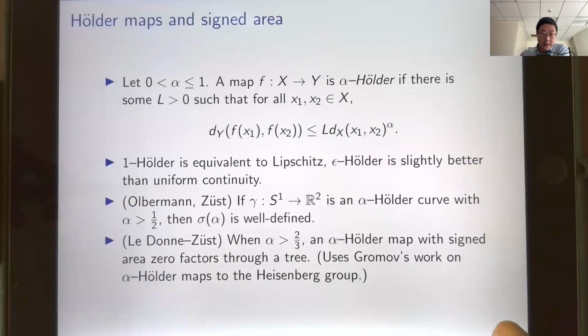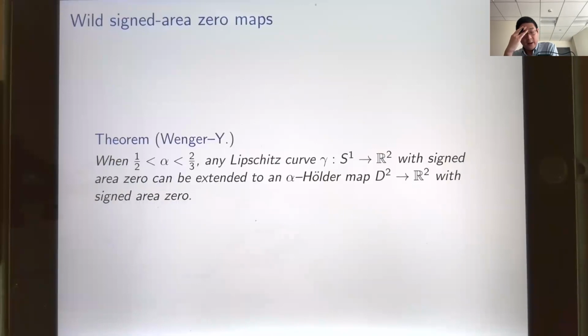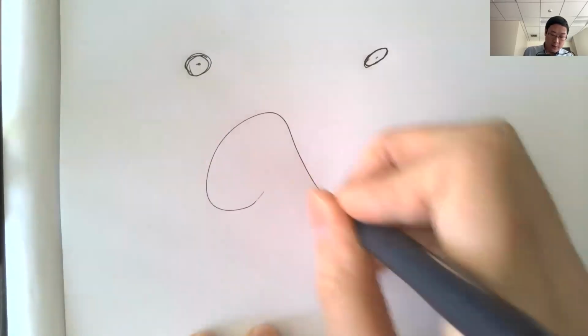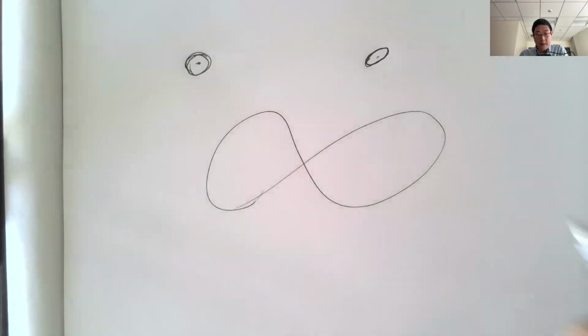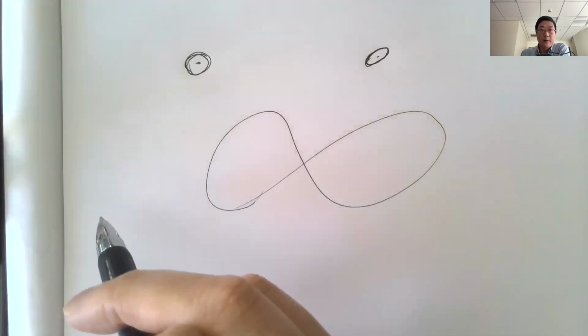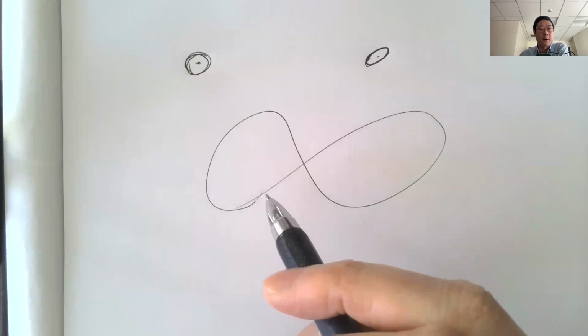where this is open. It turns out that in that gap, it makes sense to talk about maps with signed area zero, but the signed area zero condition doesn't really restrict the topology at all. When alpha is between 1/2 and 2/3, then any Lipschitz curve with signed area zero can be extended to an alpha Hölder map with signed area zero. So basically, a curve with signed area zero is basically a figure eight. This is saying that we can extend that figure eight to the disk so that any closed curve in the disk maps to a closed curve with signed area zero.